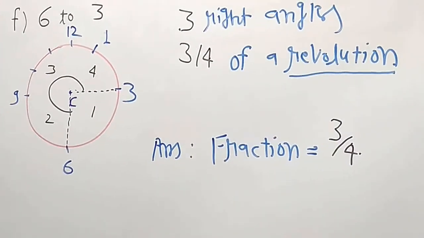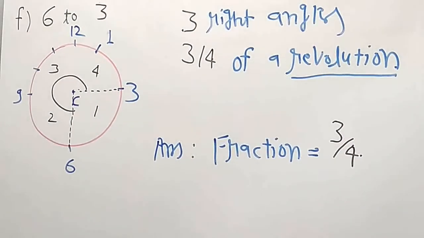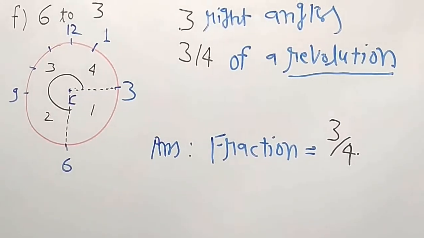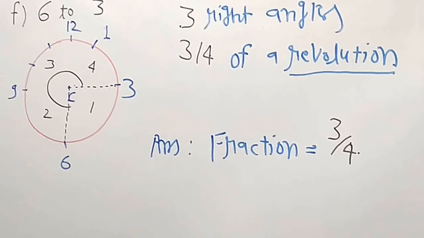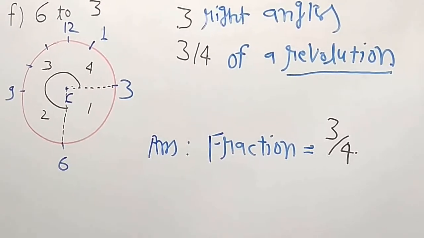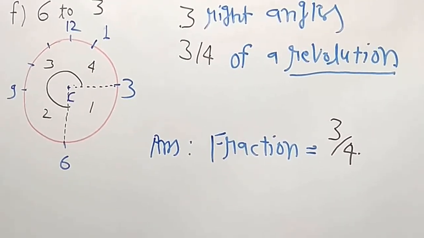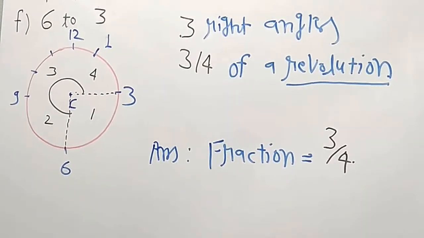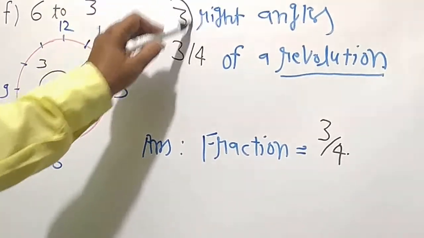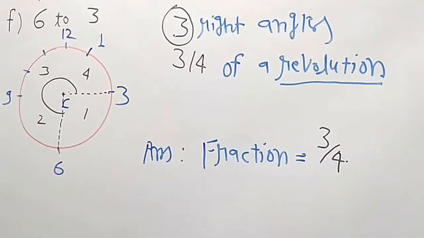And in this video we are using the word reflex angle for 3/4 of a revolution, but there is no special name for 3/4 of a revolution. So we can always write 3 right angles in place of reflex angle.